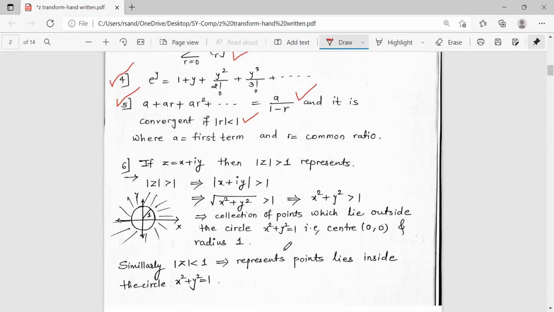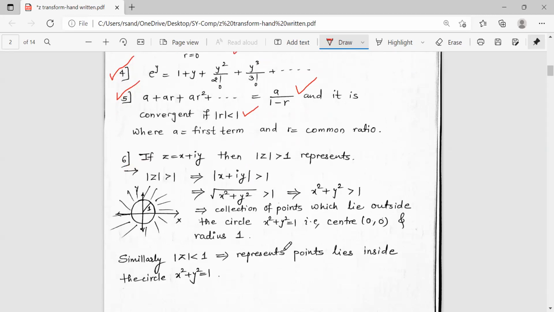Now the sixth formula is defined, that is, what is the meaning of modulus of Z. Here we are dealing with the Z transform. Certainly we are interested in what that Z is. Z is of course a complex number, x plus iy, and you will always be getting a modulus of Z term, whether it is greater than 1, less than 1, or equal to 1, and so on. So what is the meaning of modulus of Z? Can anybody tell me?